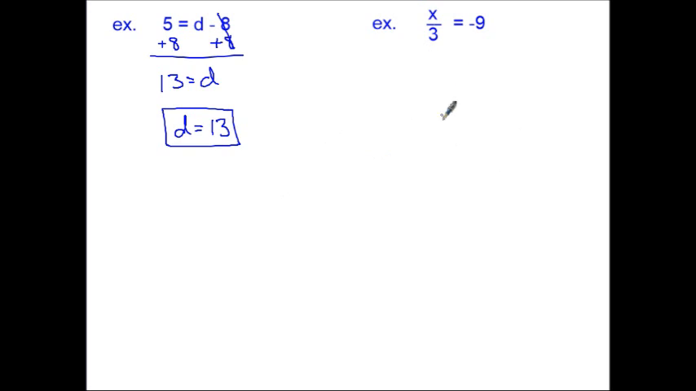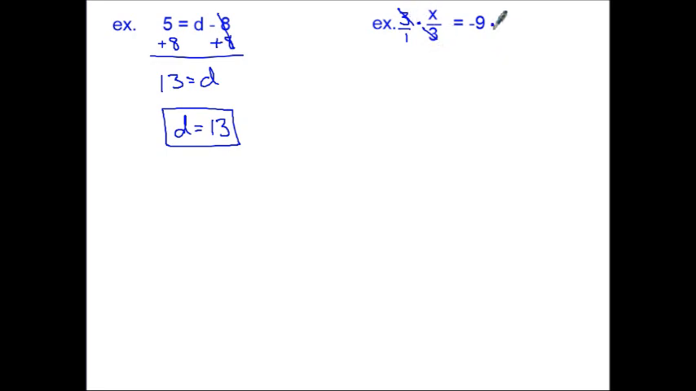Alright, going to our second example here, I've got x over 3. And, okay, again, since it's x over 3, that's a division, so what I need to do is multiply by 3. Okay, now if you're good with fractions, and you think of it as 3 over 1, that's probably a good way to do it because those guys cancel that way. So the top always cancels with the bottom.